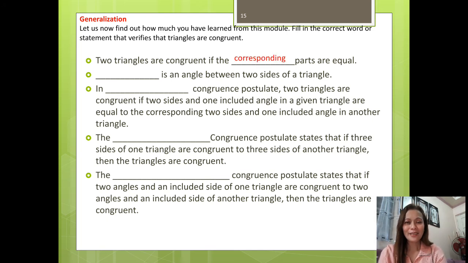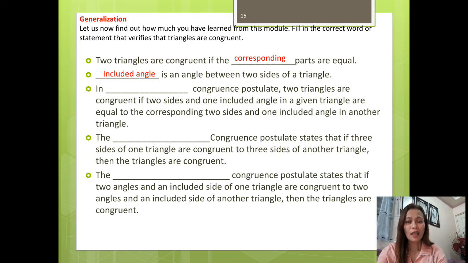Okay, corresponding. Blank is an angle between two sides of a triangle. Okay, and that is included angle. Next, in blank congruence postulate, two triangles are congruent if two sides and one included angle in a given triangle are equal to the corresponding two sides and one included angle in another triangle.